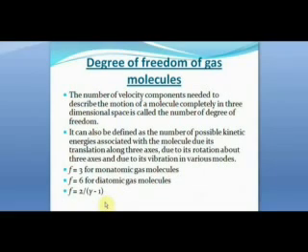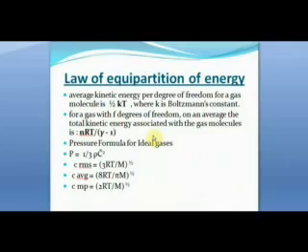Now similarly, the value of f is 6 for a diatomic gas molecule, and there is also a formula for degree of freedom. Degree of freedom is equal to 2 by gamma minus 1, where gamma is the adiabatic constant. We'll learn about the adiabatic constant in further chapters. So for now, keep in mind that degree of freedom for a gas molecule can be given as 2 by gamma minus 1, where gamma is the adiabatic constant for that gas molecule.